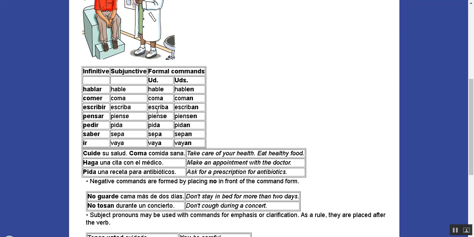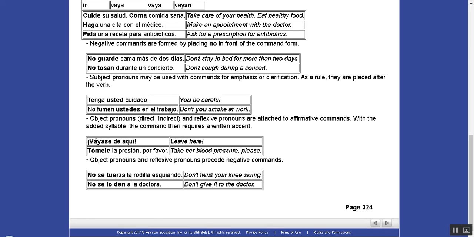So for affirmative commands, you're going to attach your object pronouns to the end of the command, and then you would add an accent mark to reflect where the stress fell on the word before you added the pronouns. And if it is a negative command, you have to put the pronouns in front. So these are examples of affirmatives. Váyase, tómele, and here, no se tuerza, no se lo den.